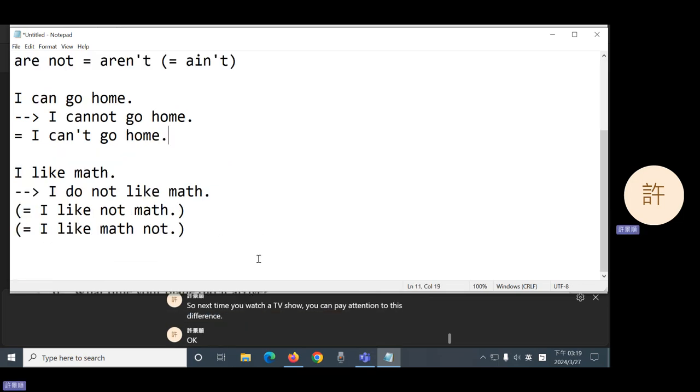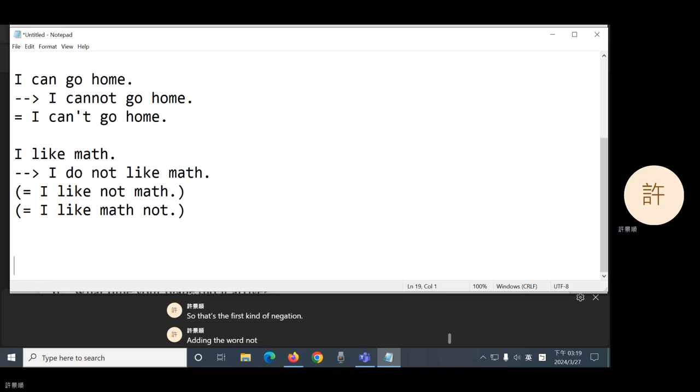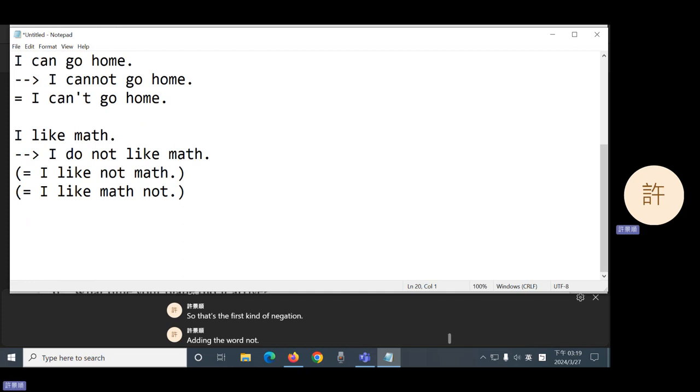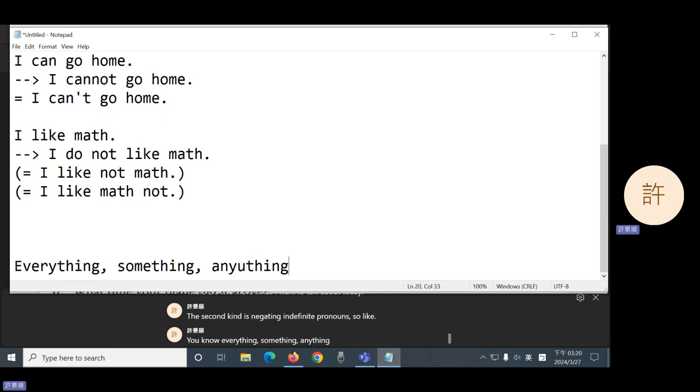Okay, so that's the first kind of negation, adding the word not. There are two more kinds I want to talk about today. The second kind is negating indefinite pronouns. So like, you know, everything, something, anything. And the negation here is nothing.